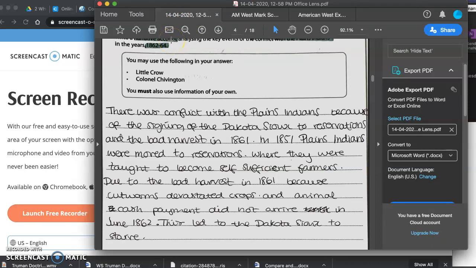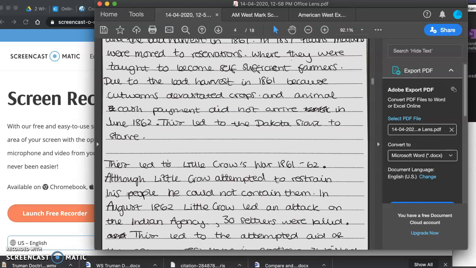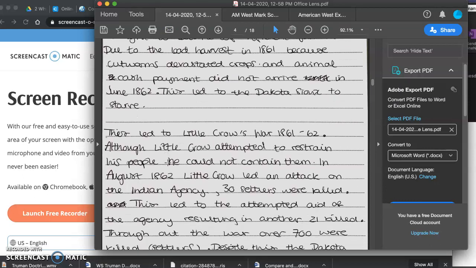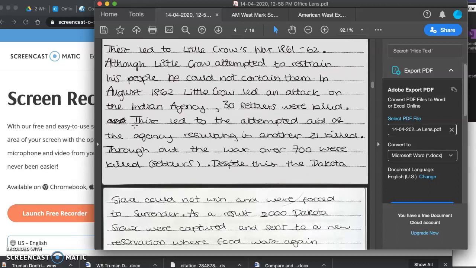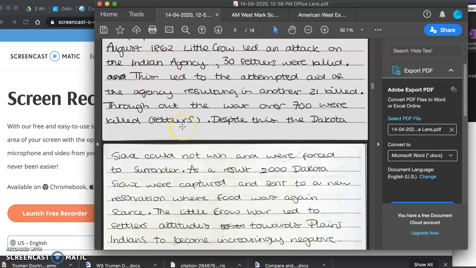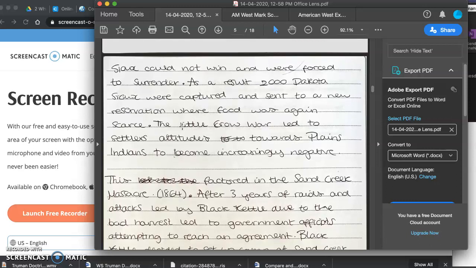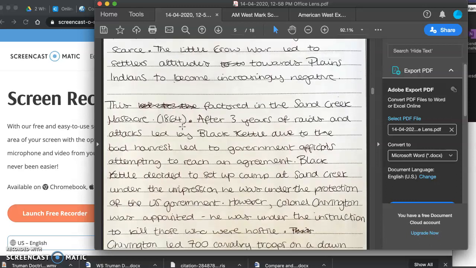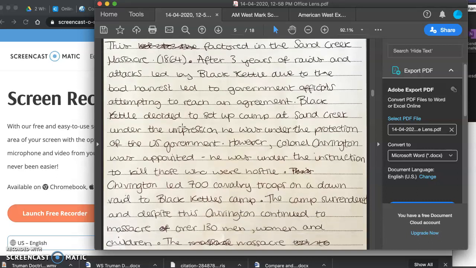Quite similar to the last question. Cutworms devastated crops, annuity cash payments did not arrive, and yep, awesome, very good. Many of the Dakota Sioux starved. This then led to Little Crow's War. I like that, you're linking it. It's very clearly narrative in style and form. They could not contain them, Little Crow, okay. The Indian Agency, lots of specific knowledge here as well. Killed settlers. As a result, 2,000 Dakota Sioux were captured and sent to a reservation where food was again scarce. Sand Creek Massacre after 3 years of raids and attacks led by, yeah, excellent.